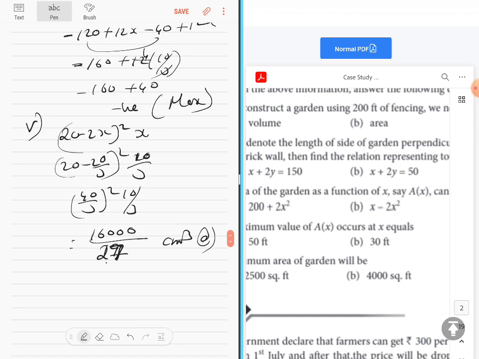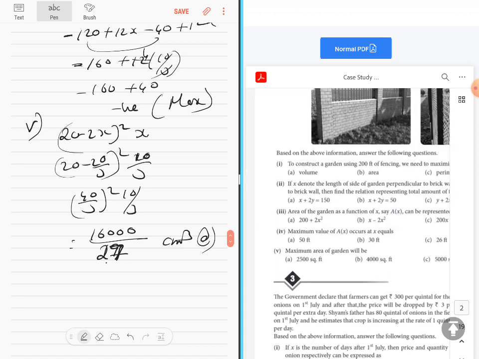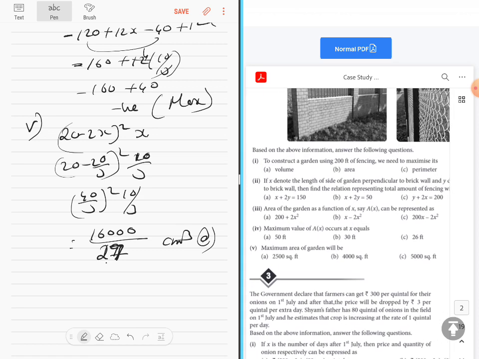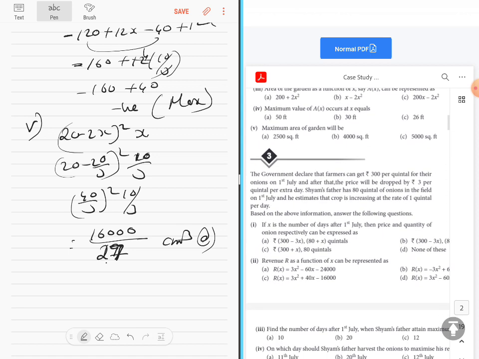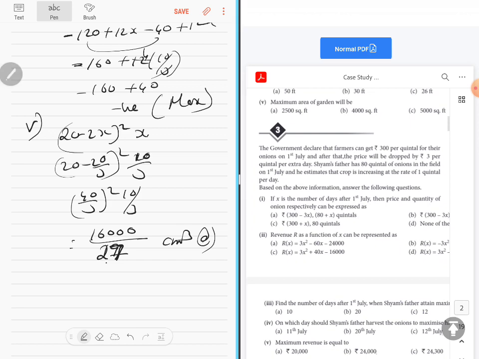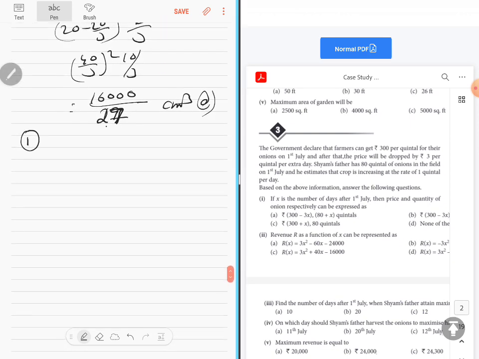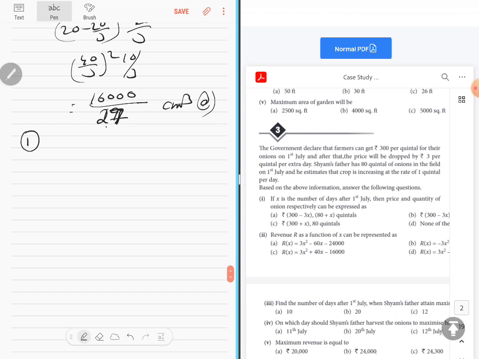So based on the information, the government declared that the farmers can get rupees 300 per quintal for their onions on the 1st of July. After that, the price will drop by 3 rupees per quintal per extra day. Shyam's father has 80 quintal of onion in the field on 1st July, and he estimates that the crop is increasing at the rate of 1 quintal per day.